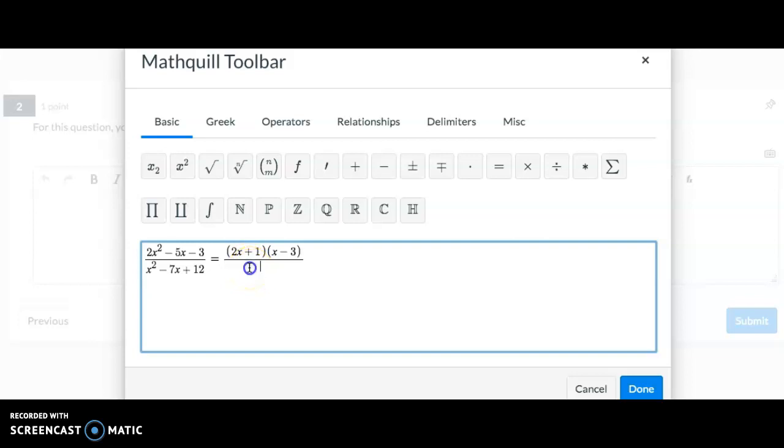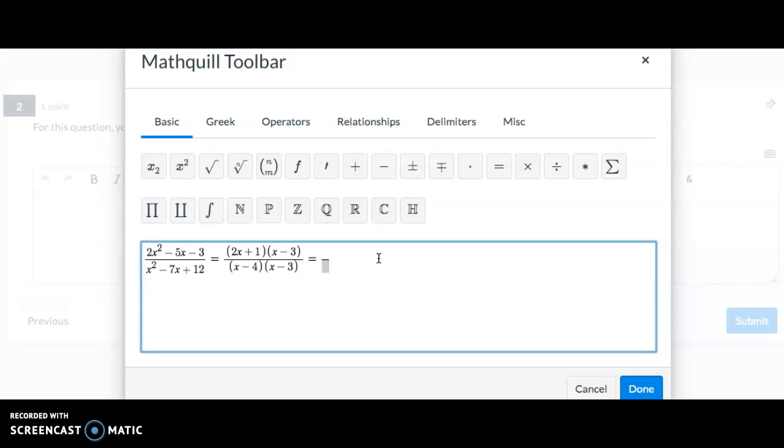And then you just click into the denominator and type that one, which would be x minus 4, x minus 3. And again, move your cursor behind the fraction. You can either hit the right arrow or just click behind it. Click equals again, and now we're going to type our final answer.